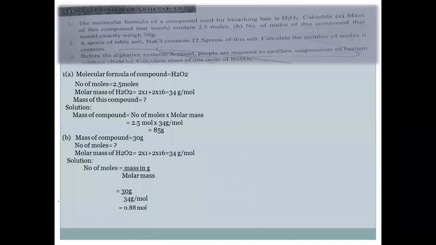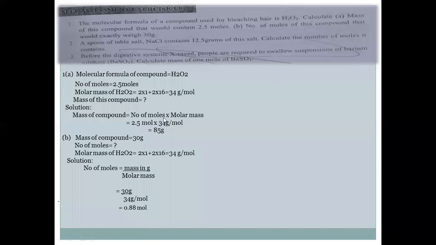The second part is a spoon of table salt. Sodium chloride contains 12.5 grams of this salt. Calculate the number of moles it contains. Sodium chloride is also called table salt, and they give us grams, meaning mass, and ask about the moles.